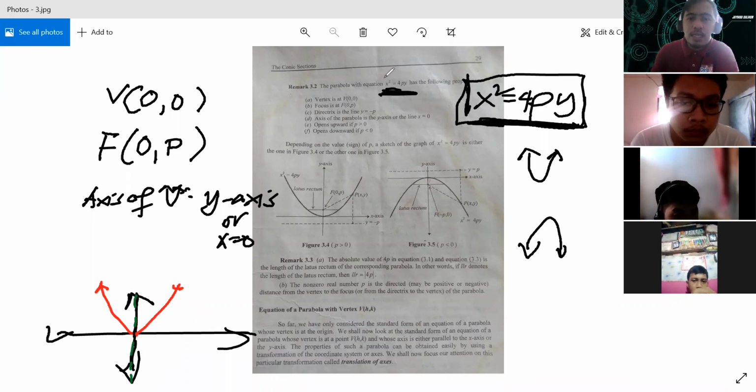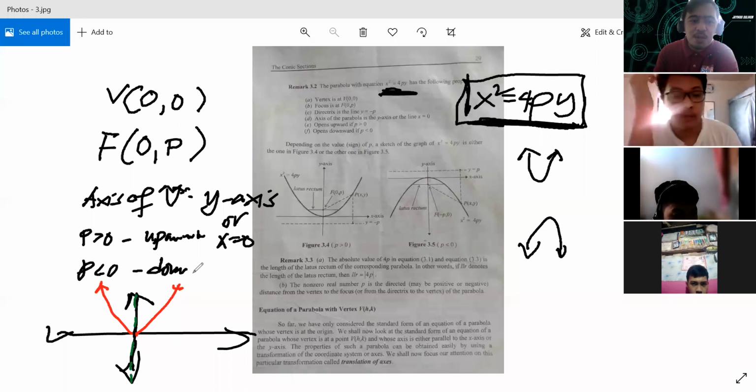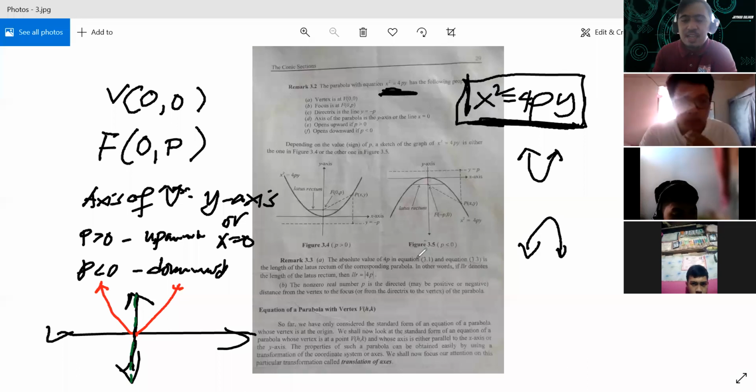And lastly, if your p is greater than 0, then your parabola is opening... By the way, earlier I got it reversed. Can you correct that? This one, is this upward or downward? Yes, sir. Let me correct it. What I said earlier was wrong. It's already either opening to the right or to the left.